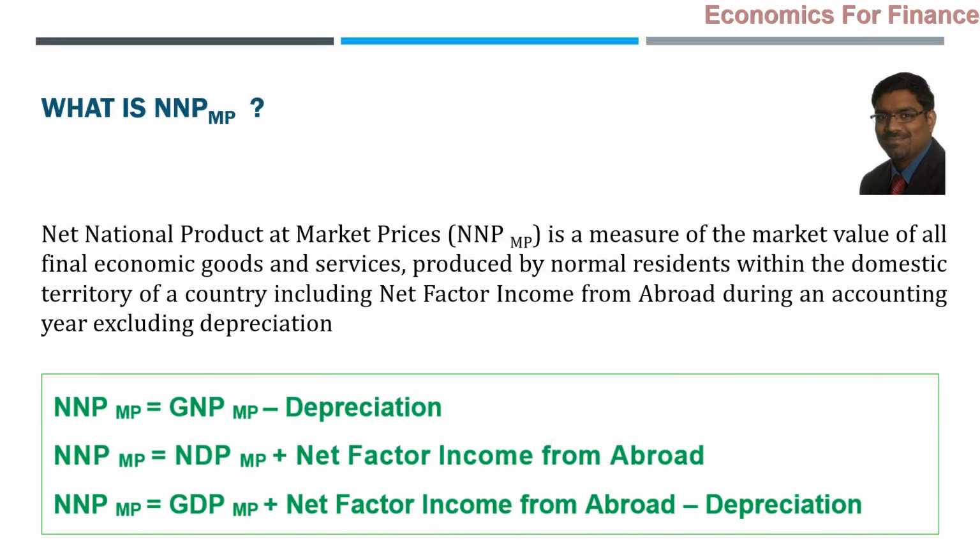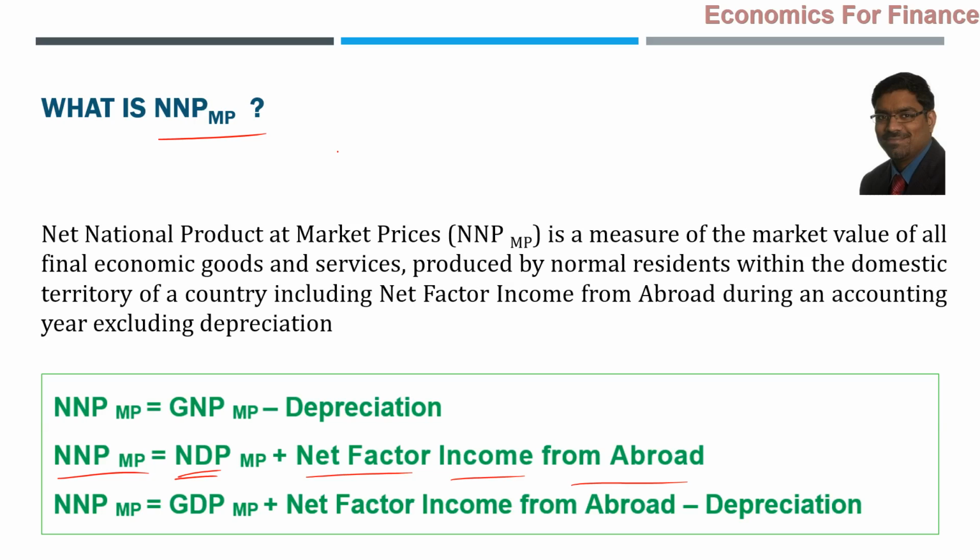Now let us take it further. Domestic can become national. So, net national product at market prices. You know that already. What is the difference between domestic and national? That is net factor income from abroad. So if you already have net domestic product, then just add net factor income from abroad, and you will get net national product.